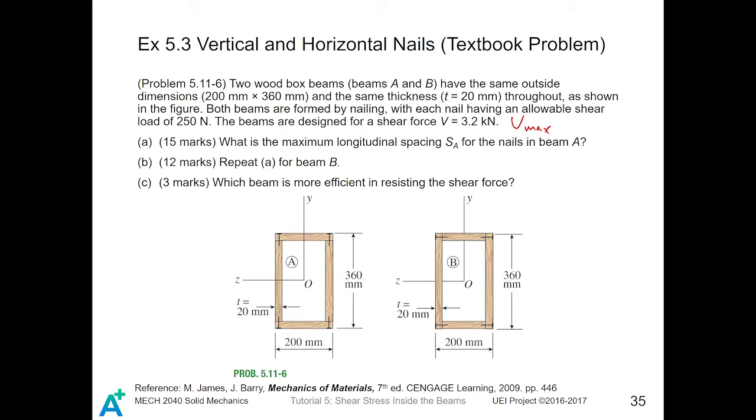What is the maximum longitudinal spacing, S_A, for the nails in A, and what is the maximum longitudinal spacing, S_B, for the nails in beam B? And then you are going to comment on which beam is more efficient in resisting the shear force.